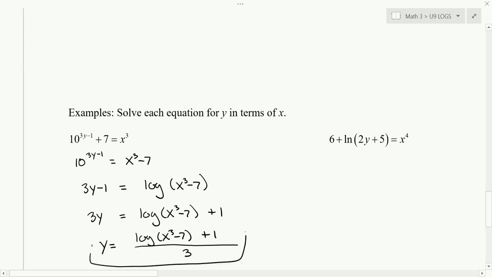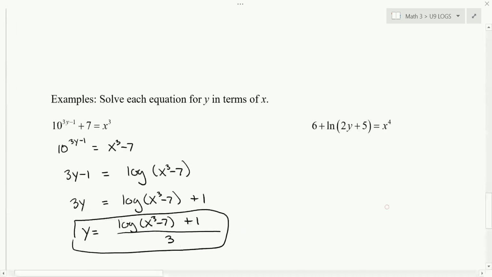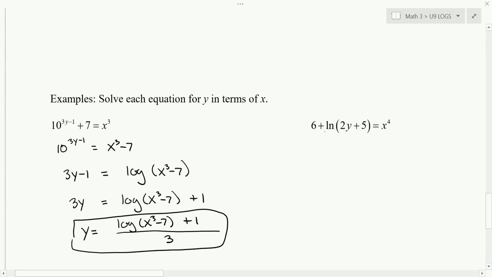Okay, so we're just using logs to solve for a variable in the exponent to get an expression in terms of x. Okay. So the last one is in log form, not in exponential form. We want to get y by itself. First step, subtract 6, get that natural log by itself.